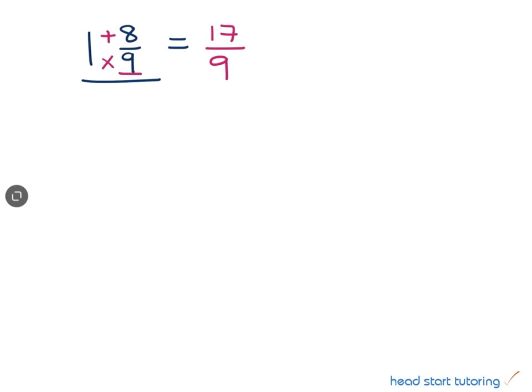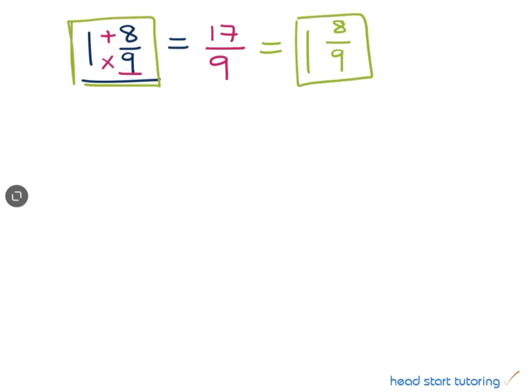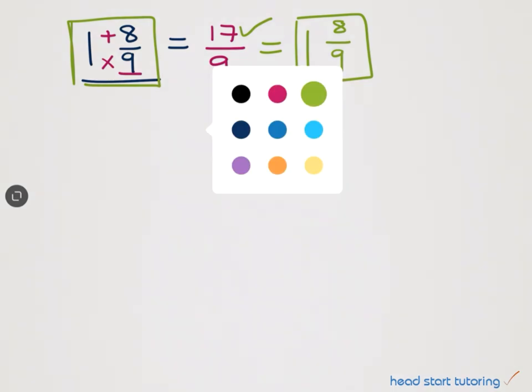So now if we would like to convert 17 over 9 back into a mixed number, 9 fits into 17 once, and we've got 8 remaining over 9. So as you can see, this mixed number and this mixed number are the same, which means we did convert our mixed number into an improper fraction perfectly. Let's have a look the other way around.